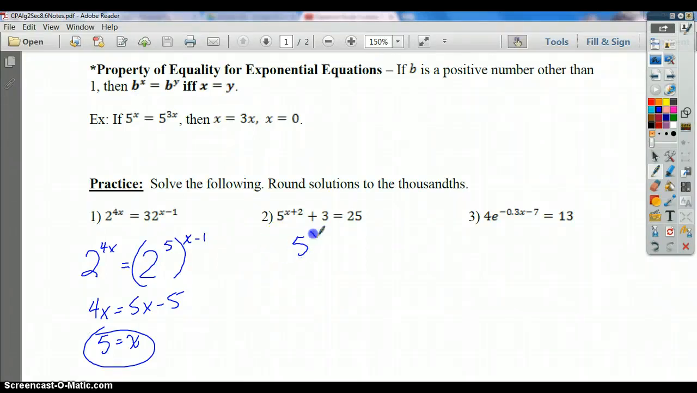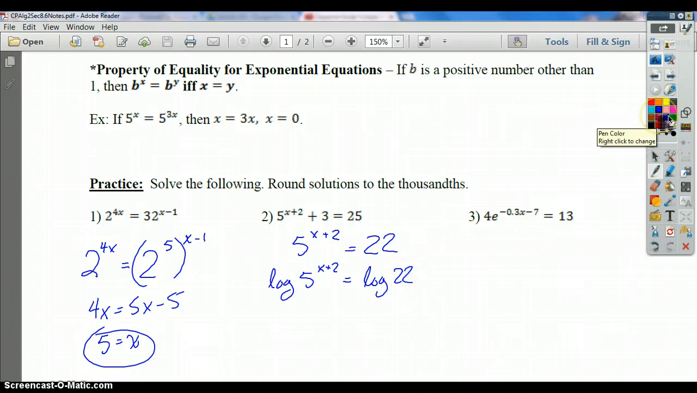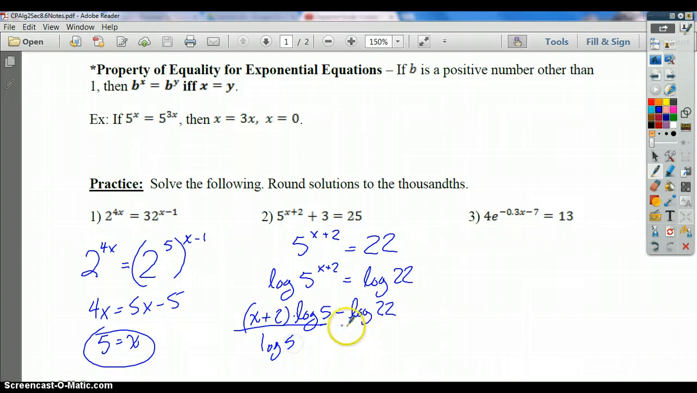I'm going to do 5 to the x plus 2 equals 22. All right. At this point, I'm going to have to do logs. So I'm going to take the log of both sides, and this is going to equal log of 22. Because I have logs here, I can write my exponent out in front as x plus 2 times log of 5 equals log of 22. I'm going to divide that log of 5 over.